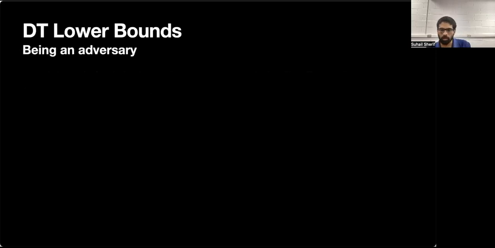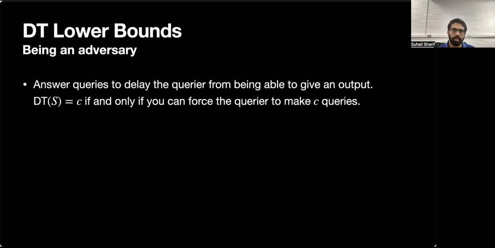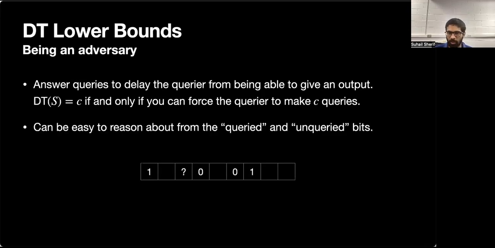So what's the problem with lower bounds? How do we prove lower bounds on such tree models? These can be characterized by what's called the adversary method. What an adversary does is answer the queries made by the decision tree in order to delay the decision tree from being able to give an output. And this characterizes decision tree complexity in the sense that the decision tree complexity of a search problem is C if and only if an adversary can force the querier to make C queries. And this can be easy to reason about just by looking at which bits are queried and which bits are unqueried. Then we can think about what we should answer to a new query in order to make the least amount of progress for the querier.